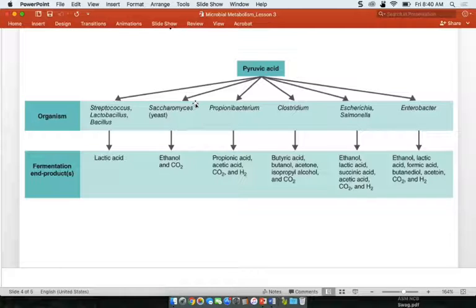E. coli and Salmonella are great examples, where they can produce ethanol, lactic acid, succinic acid, acetic acid, carbon dioxide, and hydrogen gas. So that is an example of a heterofermenter.